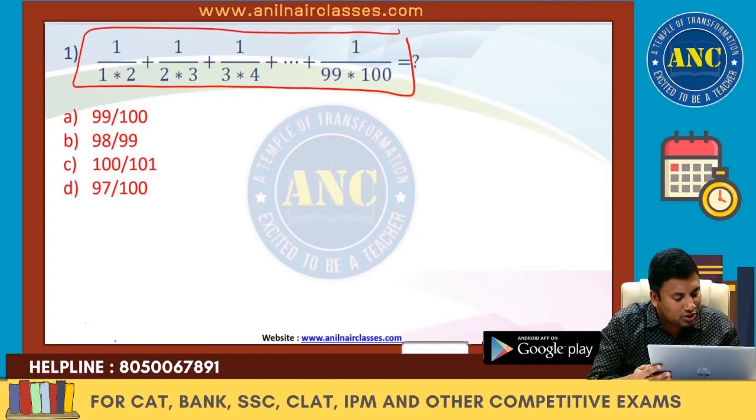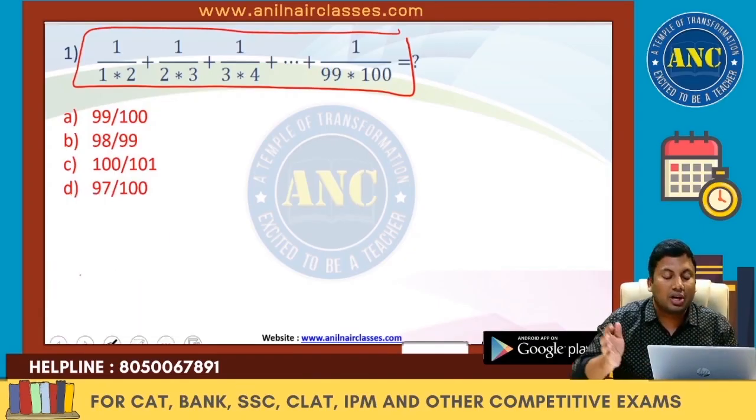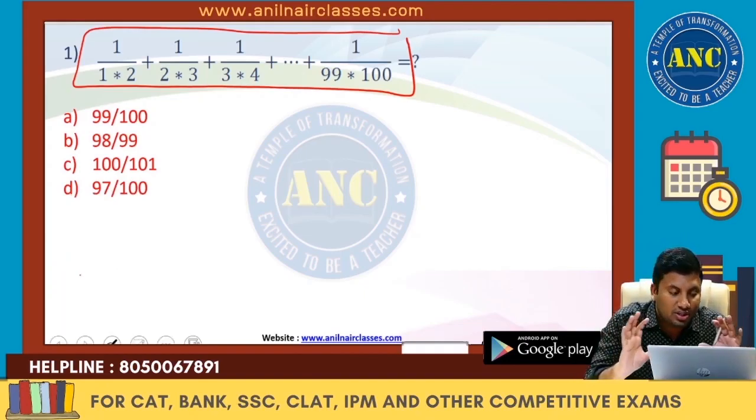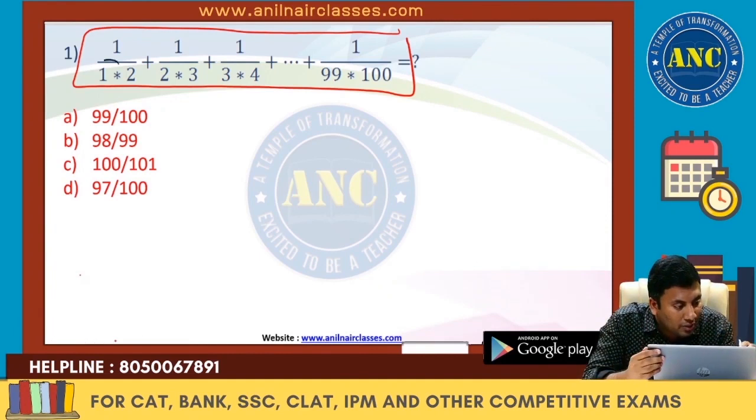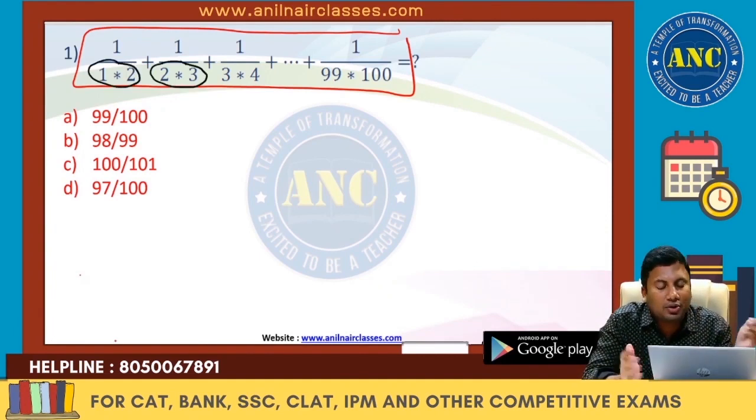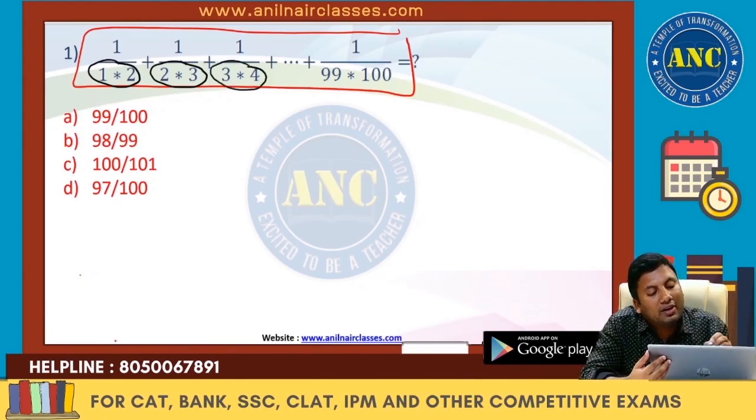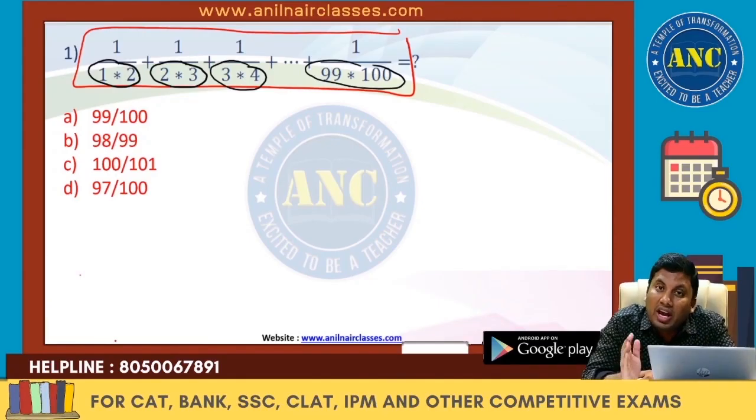The first conclusion is that all the terms are of the form fraction 1 by something. There are two numerical values in the denominator. Here also there are two numerical values. Here also there are two numerical values. Here also there are two numerical values. That means in every fraction, when you are adding a series, the denominator has exactly two numerical values. That is the first observation.